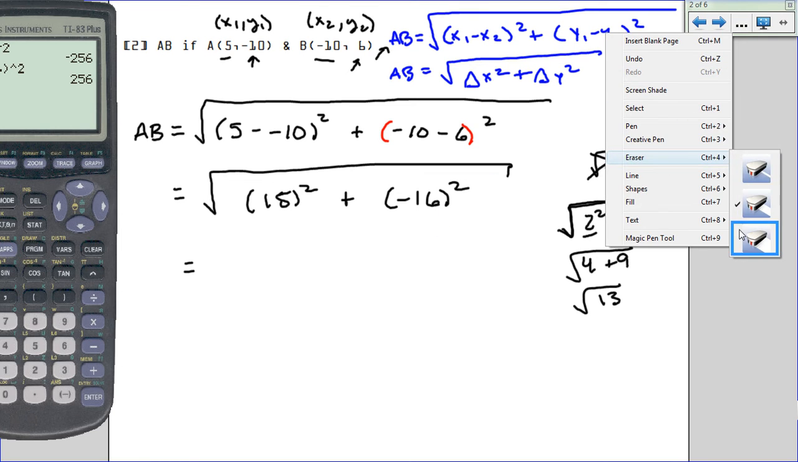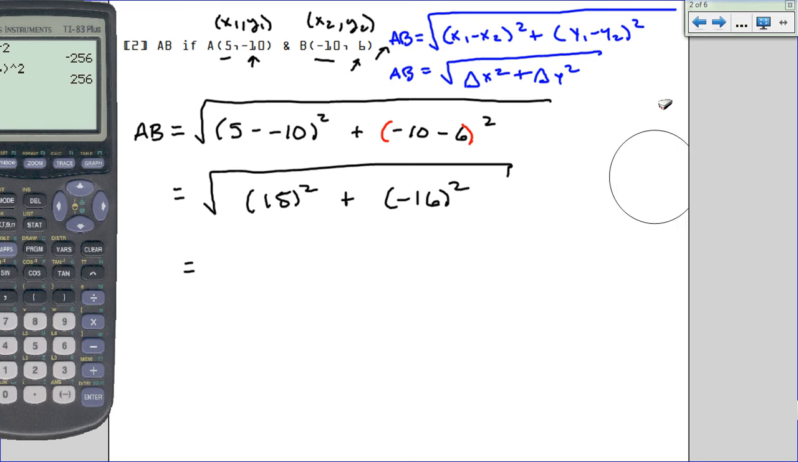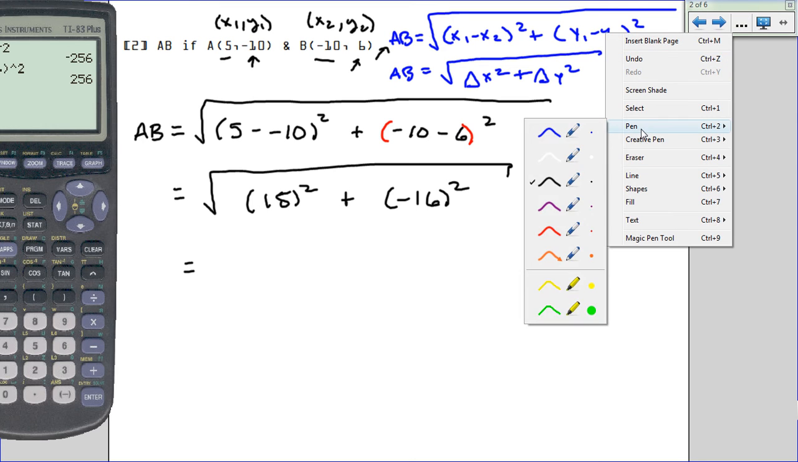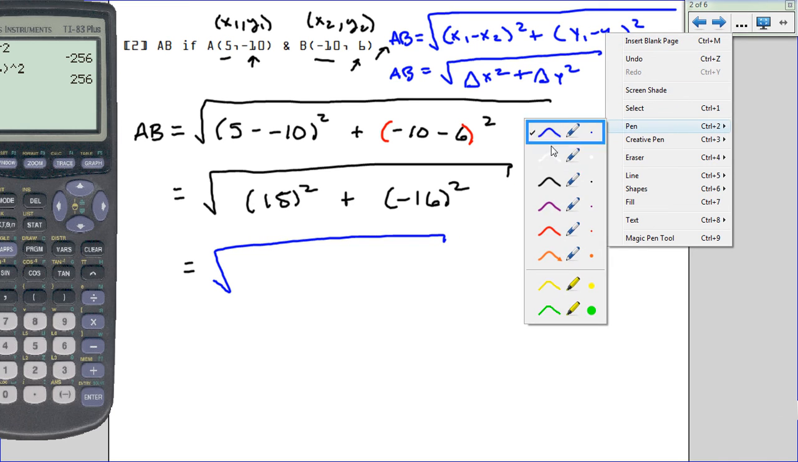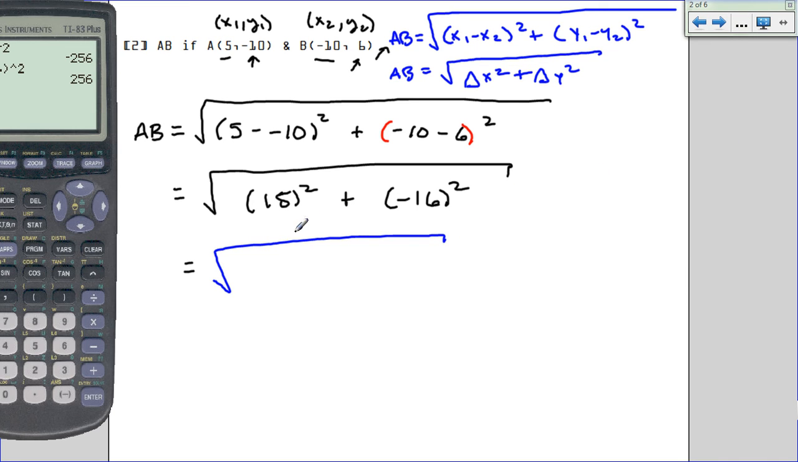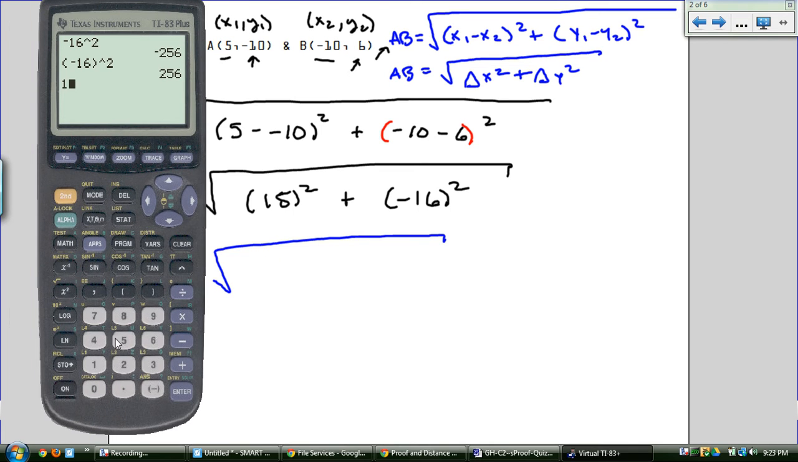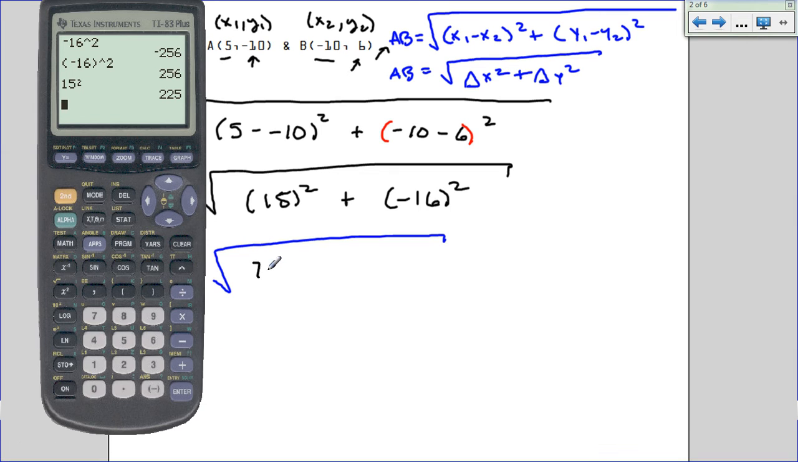In other words, you have to work from the inside out, square the terms, and then take the square root of the result. So the square root has not been solved yet. That's going to actually stay right there. We can go ahead and solve these two squares. 15 squared, I believe, is 225. But let's go ahead and check to make sure we're okay. So 15 squared is 225. 16 squared, or negative 16 squared in this case, is going to be 256. Okay? So we'll continue here. We're looking at the square root of 225 plus 256.